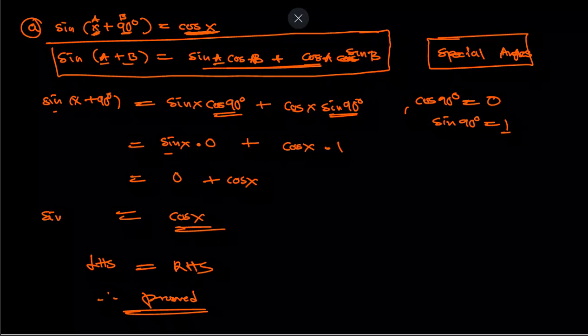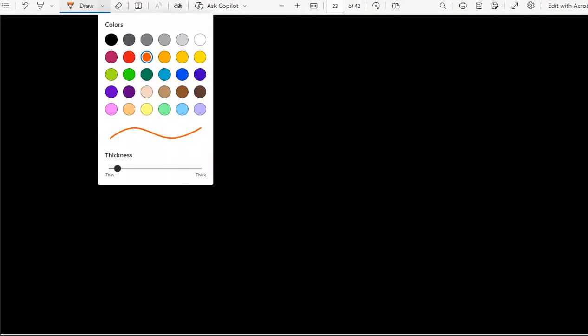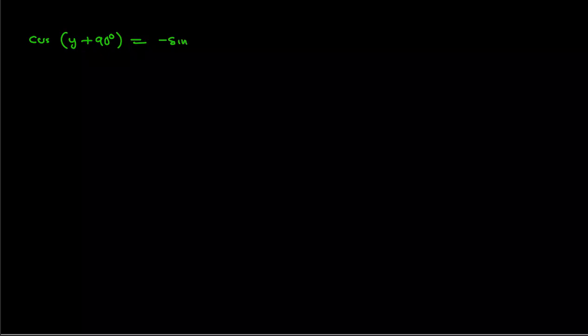So let's go look for the other trig identity. Part b is cos (y plus 90 degrees) is equal to negative sine y. So how can we prove that? We have the identity which you have to know.